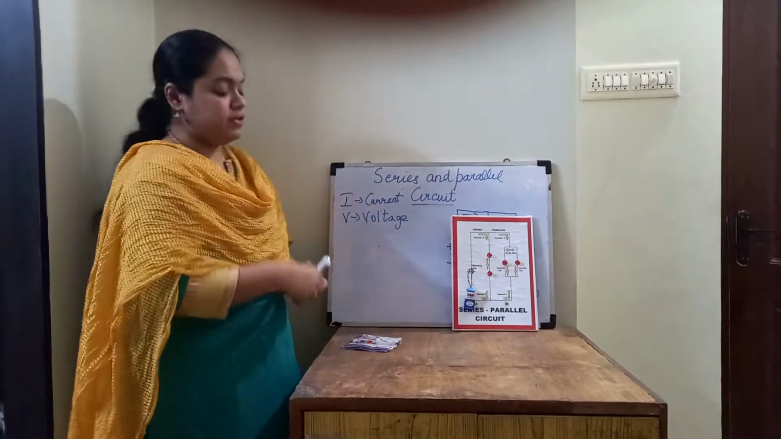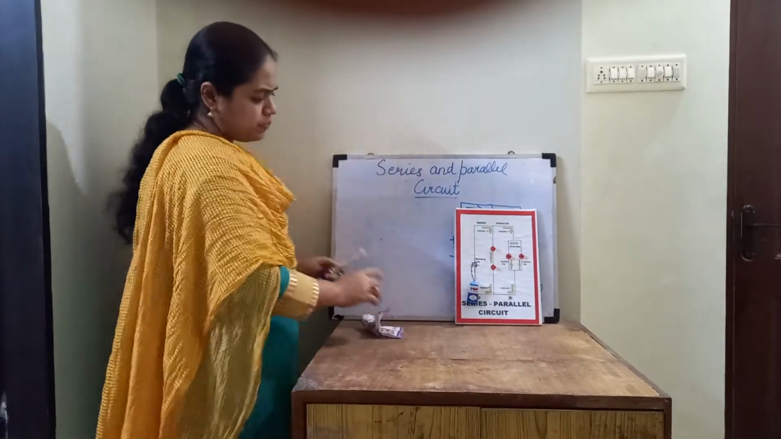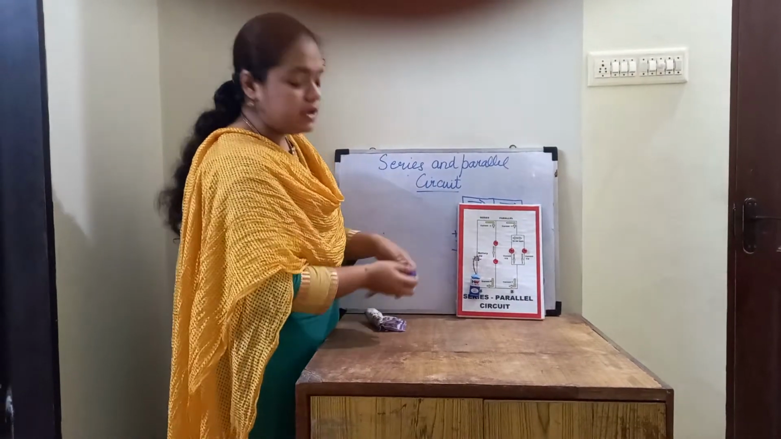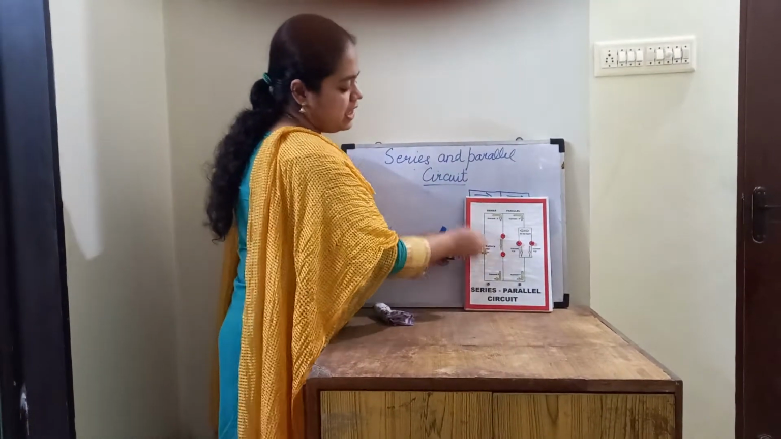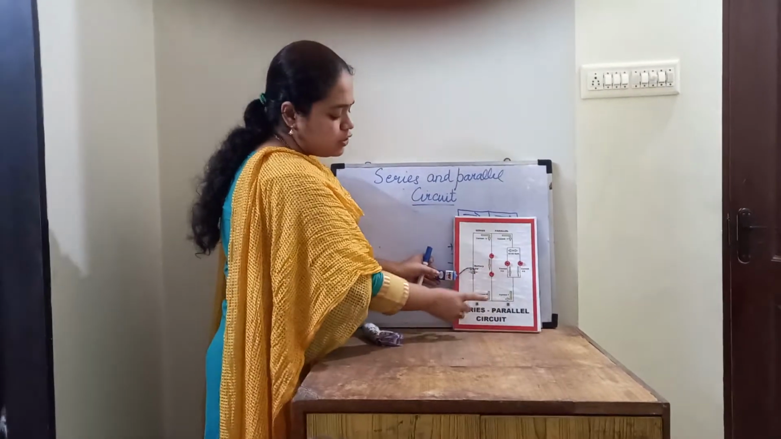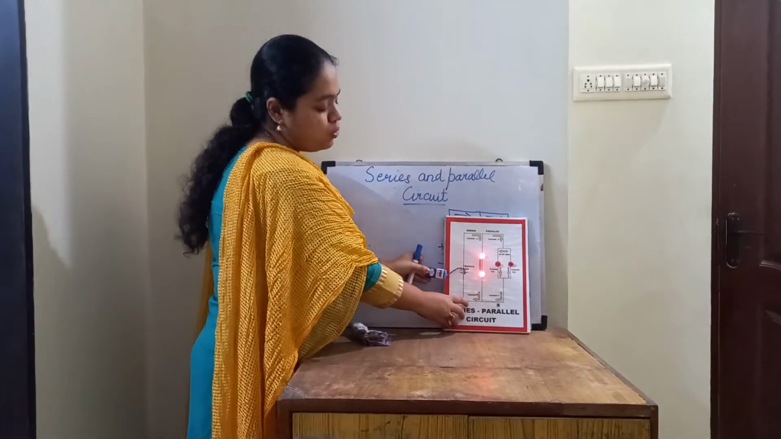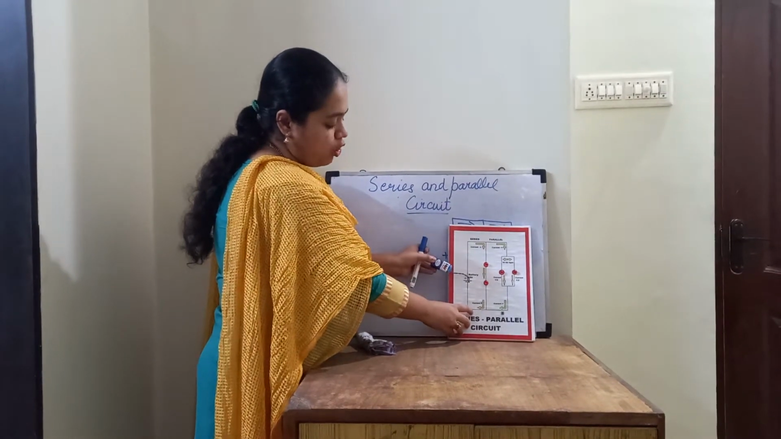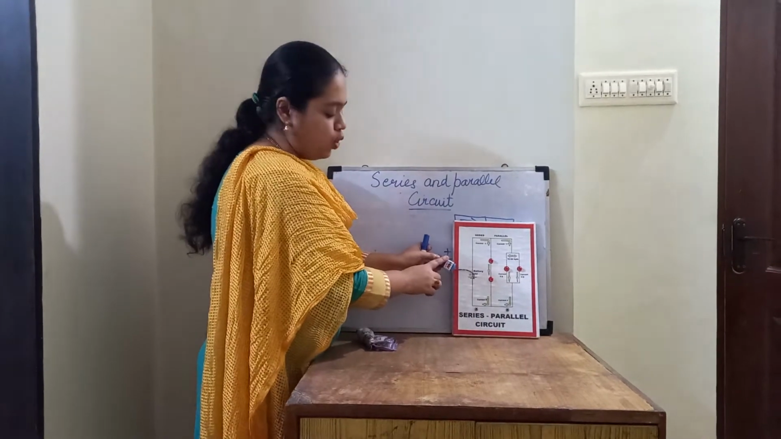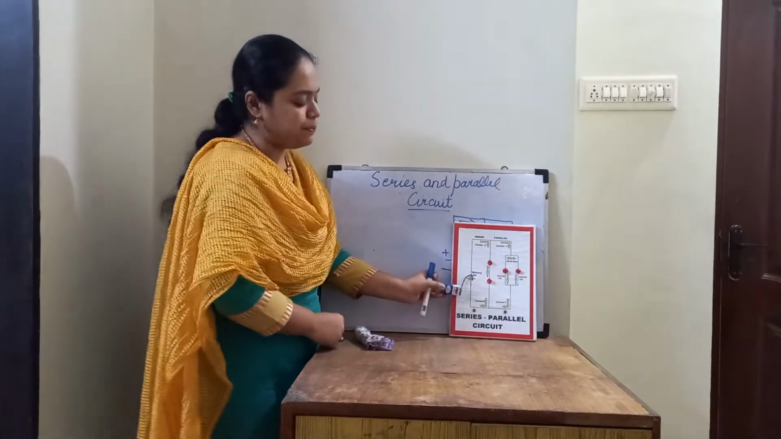So let me move on to the first one. Now we are going to see the series circuit. When you see my model, you can find the battery is connected to two bulbs in a series way, that is in a line. When I switch on, you can see the two lights are glowing. That's because when I switch on with the help of a switch, the current flows from the battery to the bulbs which are connected in a series way.